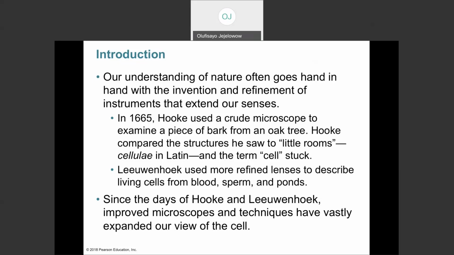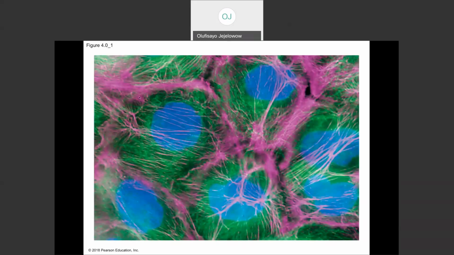Since the days of Hooke and Leeuwenhoek, improved microscopes and techniques have vastly expanded our view of the cell and will continue to do so for the foreseeable future. As these technologies and inventions take us deeper into the interior of the cell that we couldn't see before, we now see it at the nanoscale level and see how it functions even at those very low scales. So with the advances of invention and technology, we're now able to see the cell.